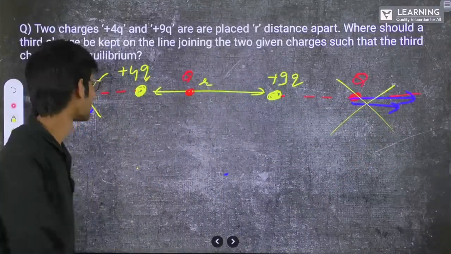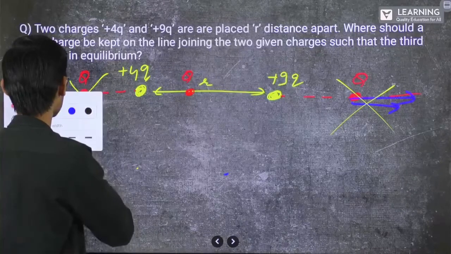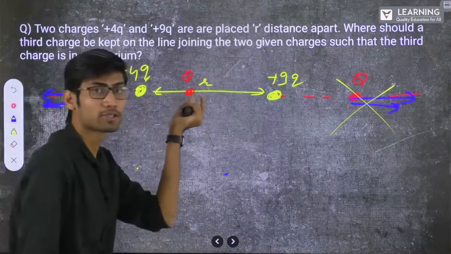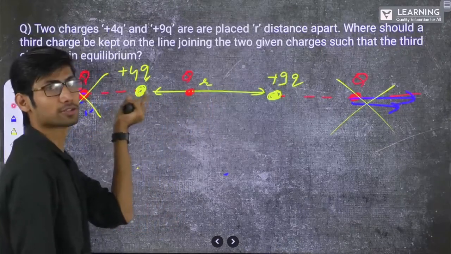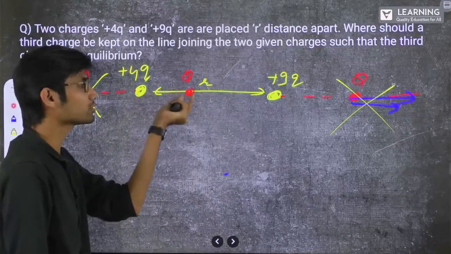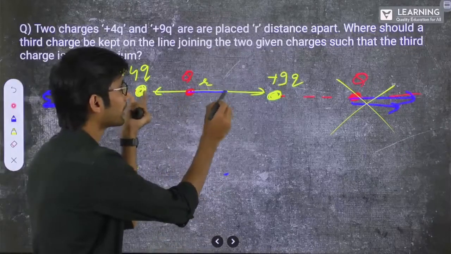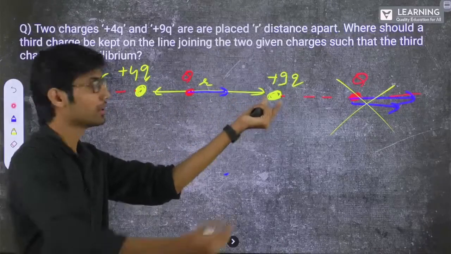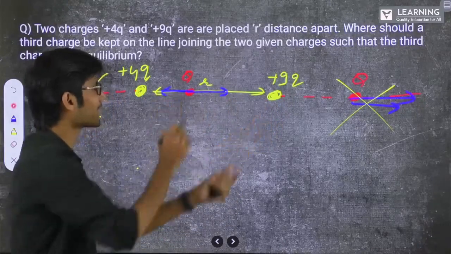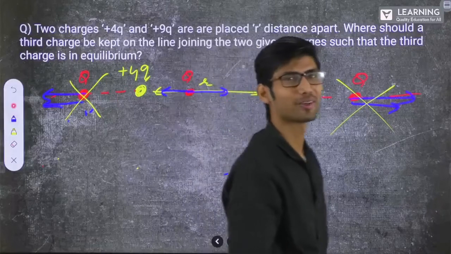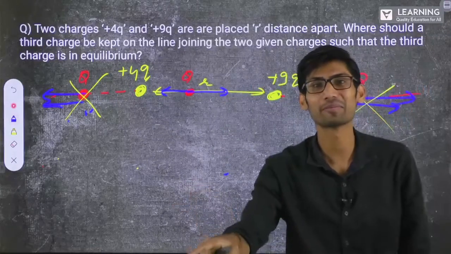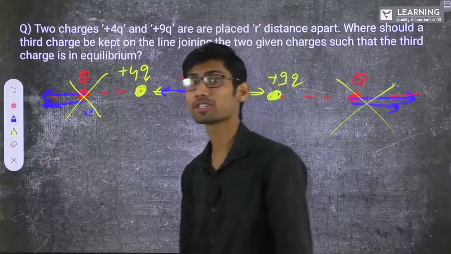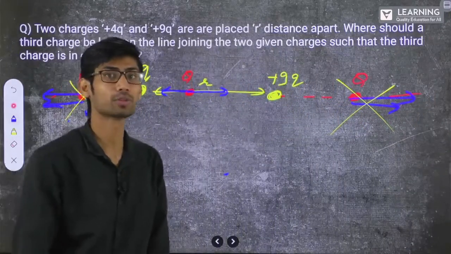Now this case. The force on this charge due to this charge will repel. It will be in this direction. And the force on this charge due to this charge, again this will repel it. It will be in this direction. See, the forces came in opposite directions. The net force can be zero if the magnitude of the forces becomes equal.